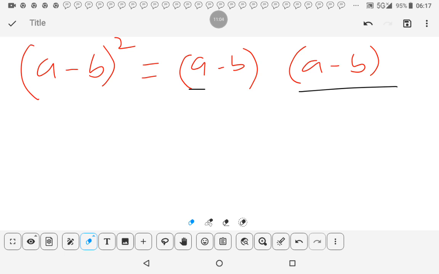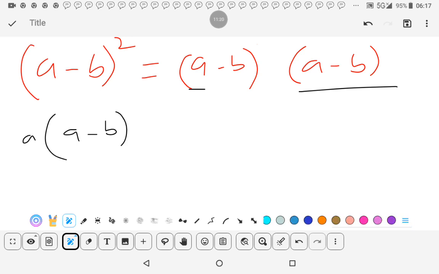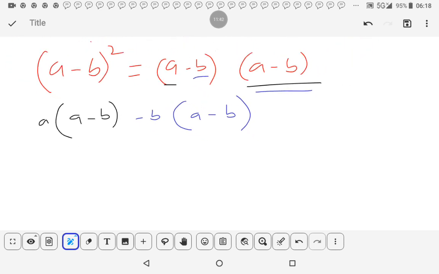To expand it now, you take the first term, which is a, and multiply it with everything of the other term, a minus b. Then we'll take the next term. You have to take note of the sign. Taking note of the sign is very, very important. The next term is minus b, so it will be minus b times everything of the other bracket, a minus b. So you now do your expansion.